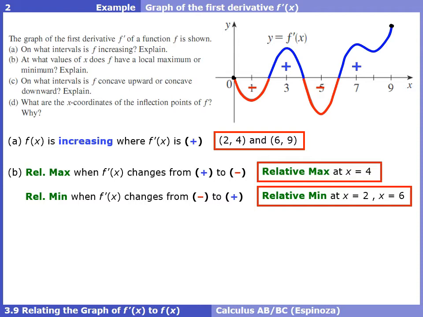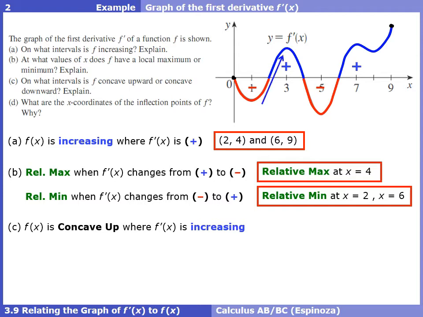Part C. On what intervals is the original graph concave up and concave down? Just like I said in the last slide, I think this concept is one of the more challenging ones to confuse with parts A and B. But if you just keep in mind that concave up is where the first derivative is increasing. Again, we have no information about a second derivative, so we're not really thinking about that. So concave up occurs where our first derivative is increasing.